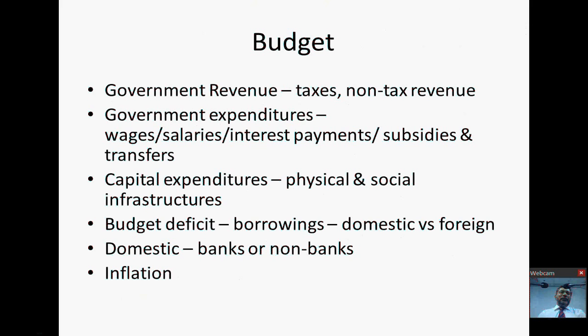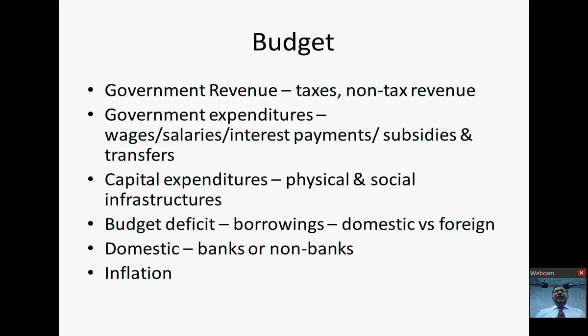Budget cannot be filled. So what do you do to balance the budget? You borrow. And from where can you borrow? You can borrow from domestic sources or foreign sources. Domestic sources: you can borrow from banks. There are banks in the country. Government can borrow from the banks.